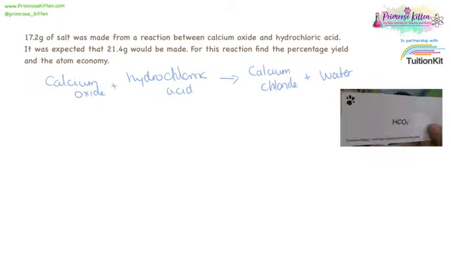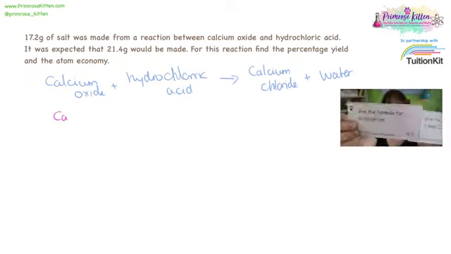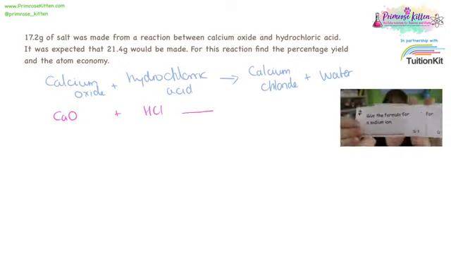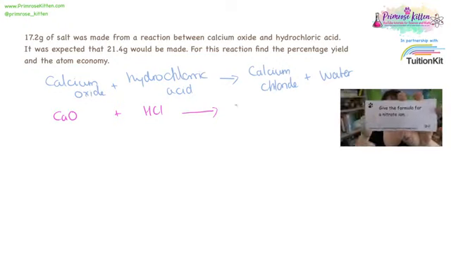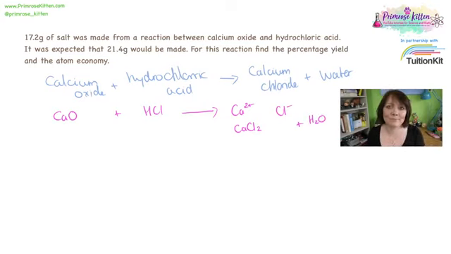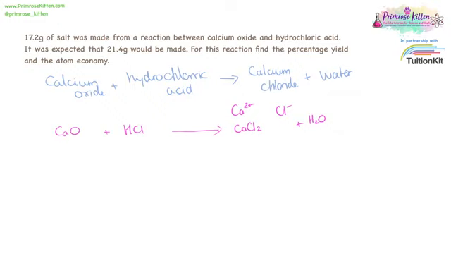This is where you need to know your ions. So calcium is Ca2+, oxide is 2-, calcium oxide is CaO. Hydrochloric acid is HCl. Calcium is Ca2+, chloride is 1-, so calcium chloride is going to be CaCl2 plus H2O. Then of course we need to balance that by popping a 2 in front of the HCl.